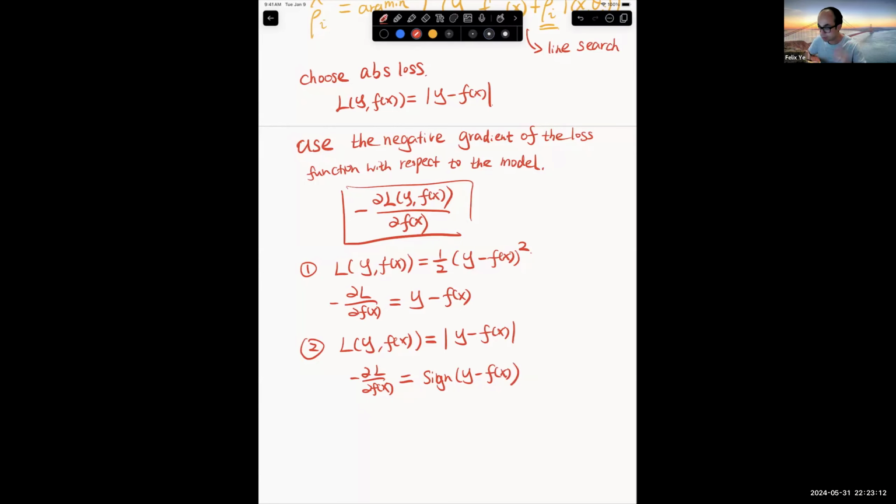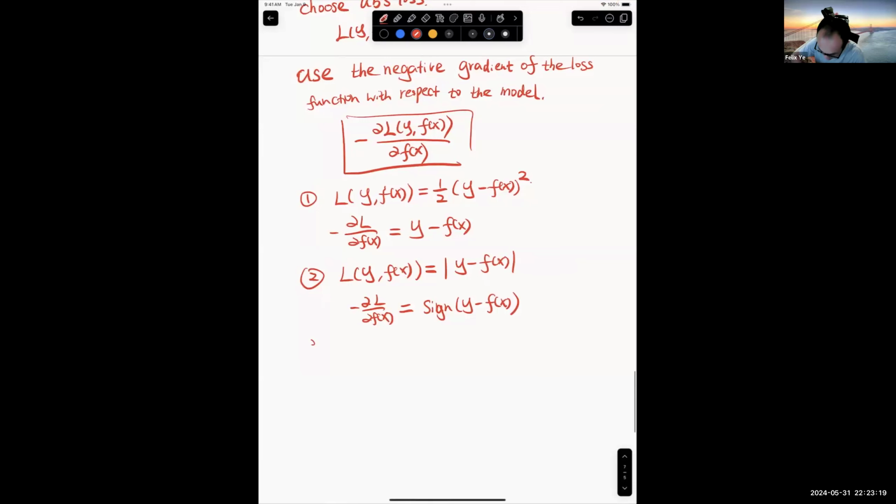And of course, there are many other losses you can choose, for example the Huber loss, or something called the quantile loss. For each loss, in the notebook, you can go back and check what the loss is and what the corresponding negative gradient is.